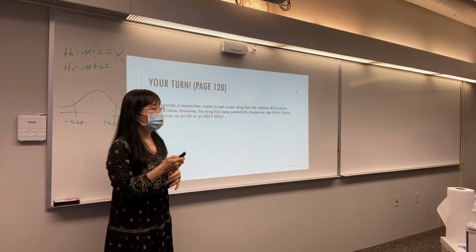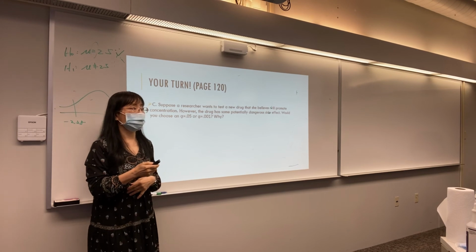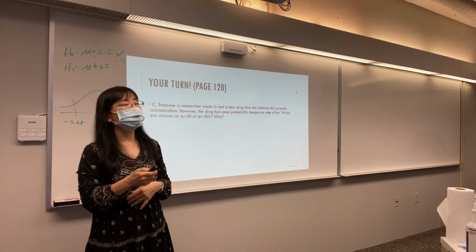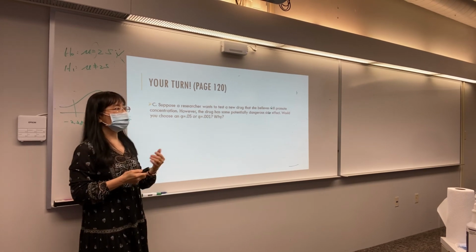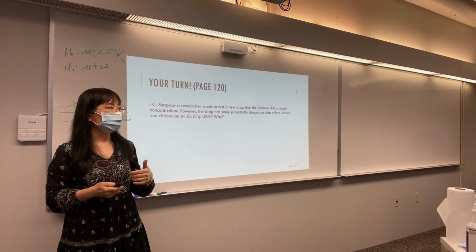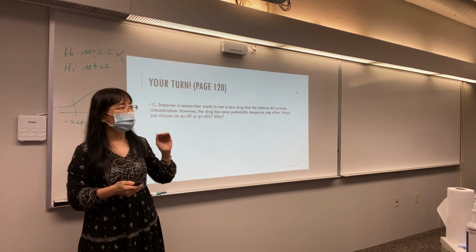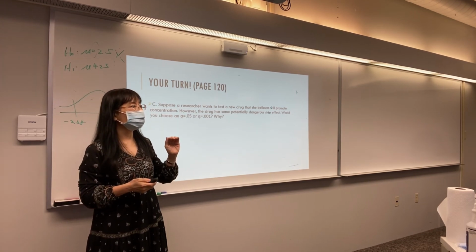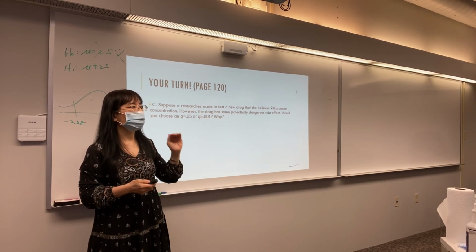Now, suppose a researcher wants to test a new drug that she believes will promote concentration. However, the drug has some potentially dangerous side effects. Would you choose an alpha level equal to 0.05 or 0.001, and why?